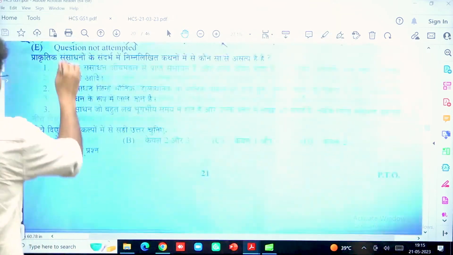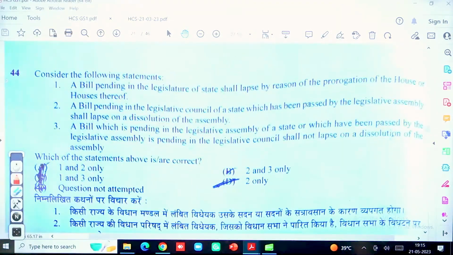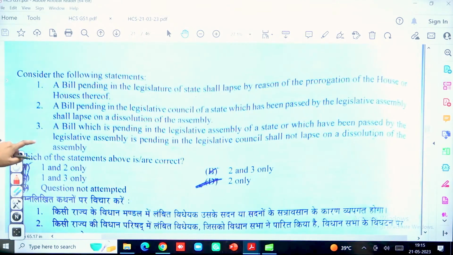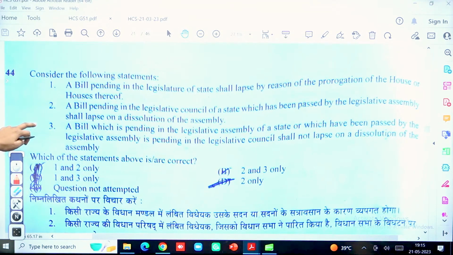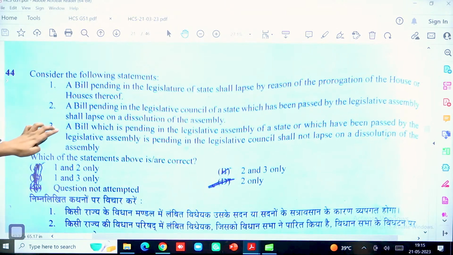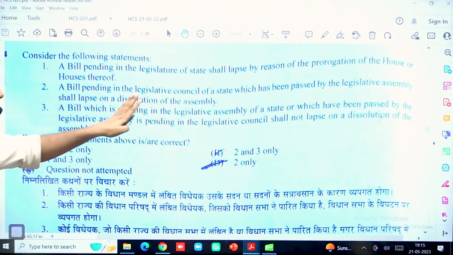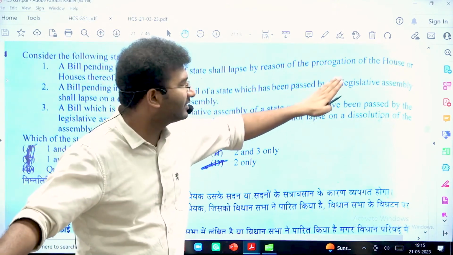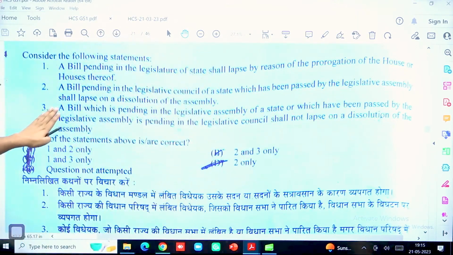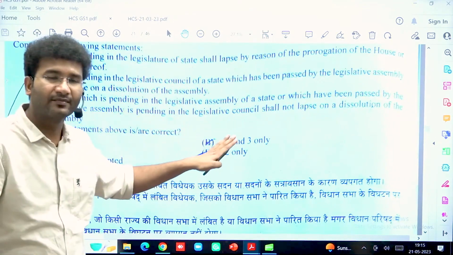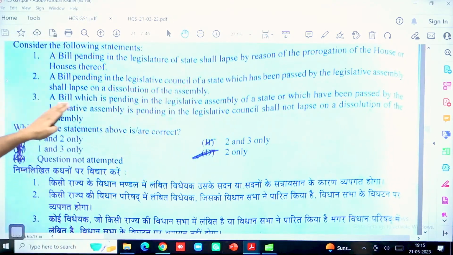Let's go to our next question, question number 44. Look at the question here. A bill pending in the legislature of a state shall lapse by reason of prorogation of the house or houses thereof. Statement 1 clearly says this, and yes, the statement is absolutely right. Statement 2, a bill pending in the legislative council of a state which has been passed by the legislative assembly shall lapse on dissolution of the assembly. Yes, this statement is also correct.